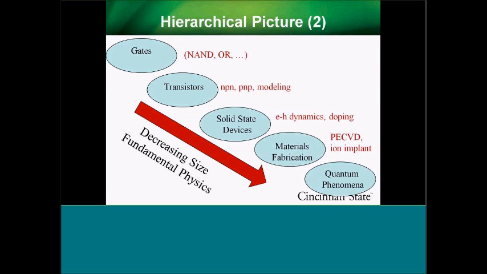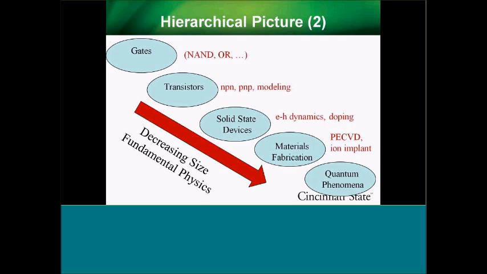I also like to tell them what happens when you go the opposite way. We start with gates, and you can go hierarchically either way. You can go down, towards decreasing size, and you start heading towards fundamental physics. And I tell them, okay, what are gates made of? That is usually an interesting question. They don't really know what gates are made of. They're made out of transistors, lots of transistor systems. They might be NPN transistors, PNP, they could be MOSFETs, something like this.